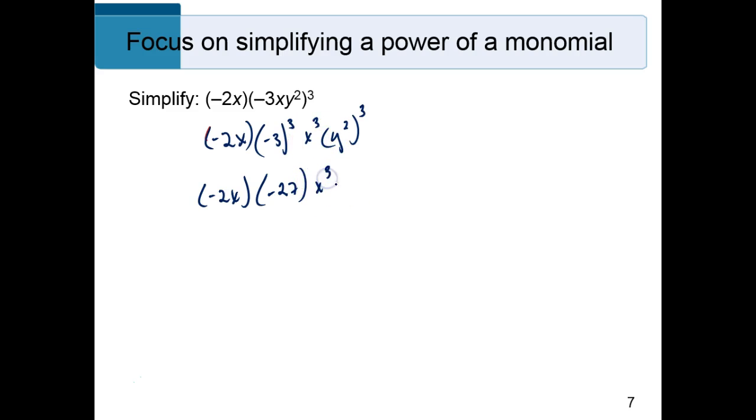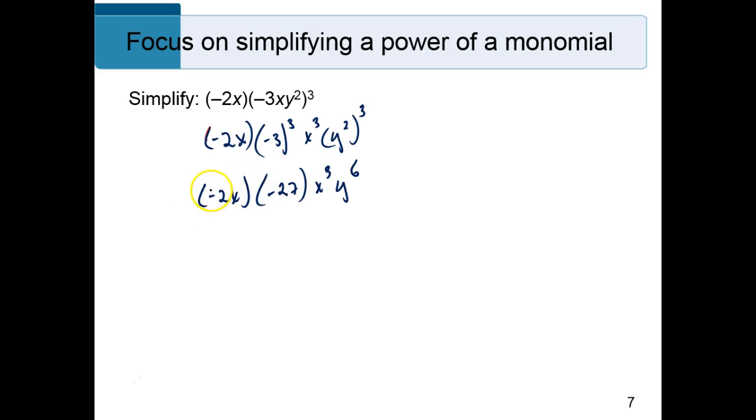X cubed and y^6. Okay, she was already there. Now, again, count your number of signs. How many minus signs you got? 2. And what does that mean? Positive. An odd number of minus signs is going to be negative. Even number, it's going to be positive. So it's going to be a 2.